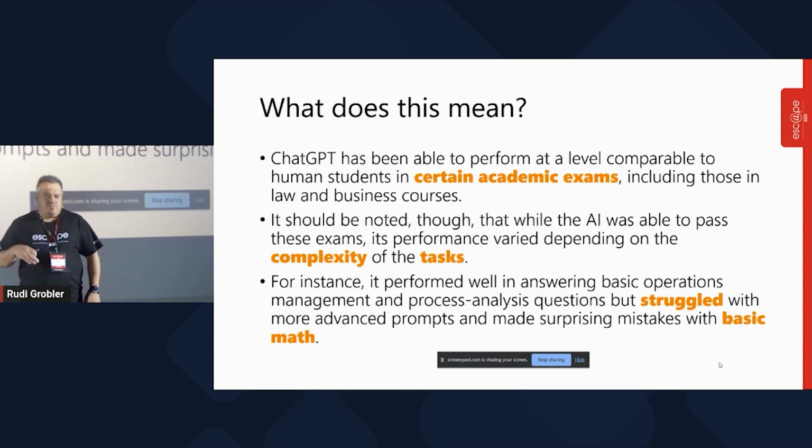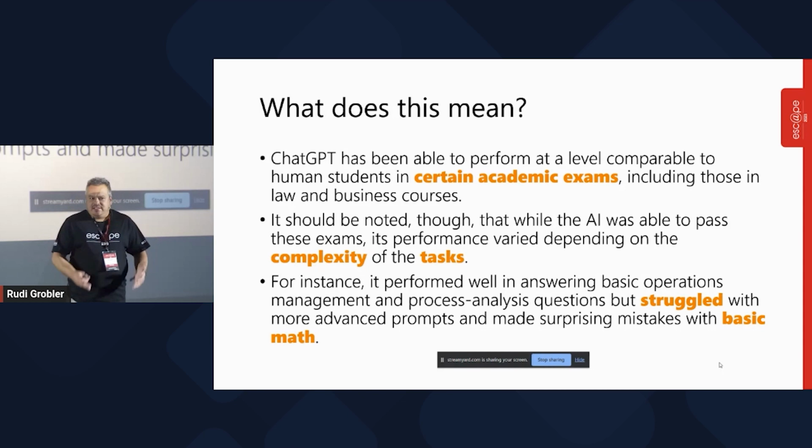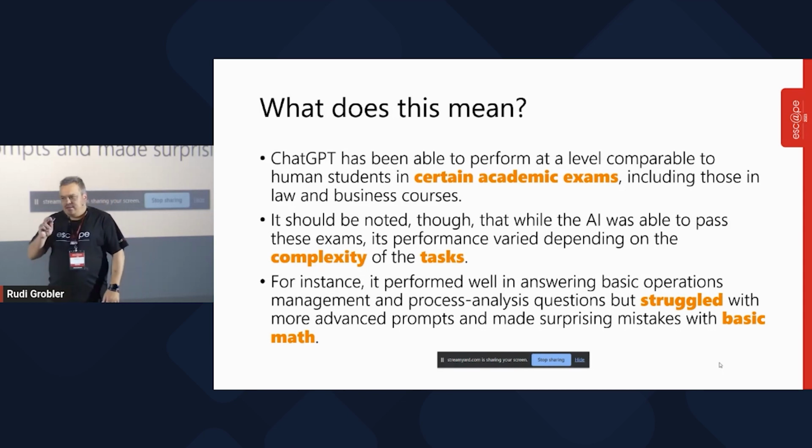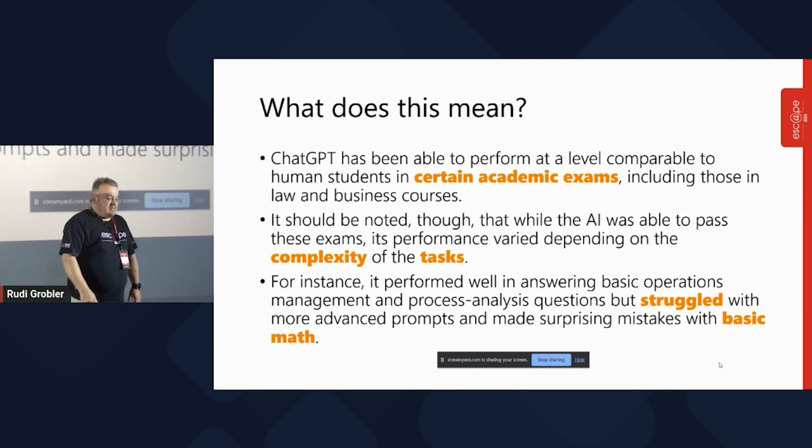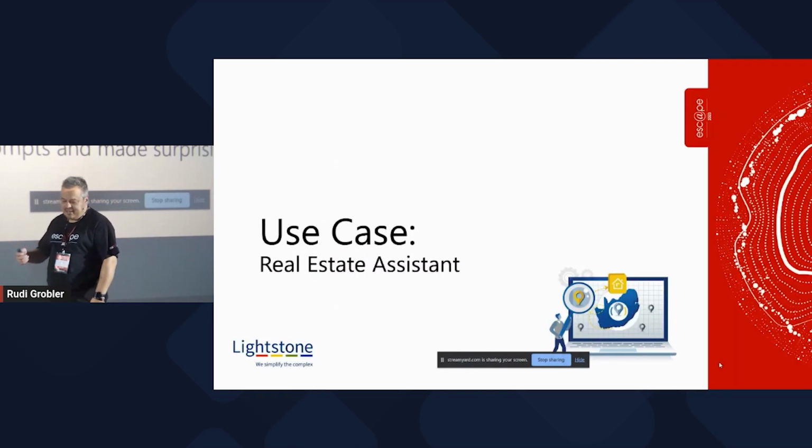So the question becomes, well, what does this mean to us? Certainly it's great at answering academic questions, but that's not necessarily always useful. And like Tony Robbins said, the quality of your question influences the quality of your answer, but it is really good at these kinds of questions. It does struggle a little bit with basic math, but there is a solution to even that, which I will show a little bit later.